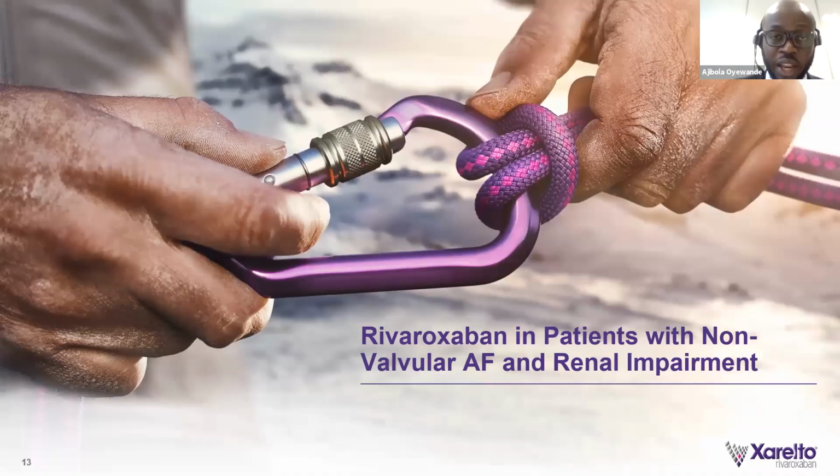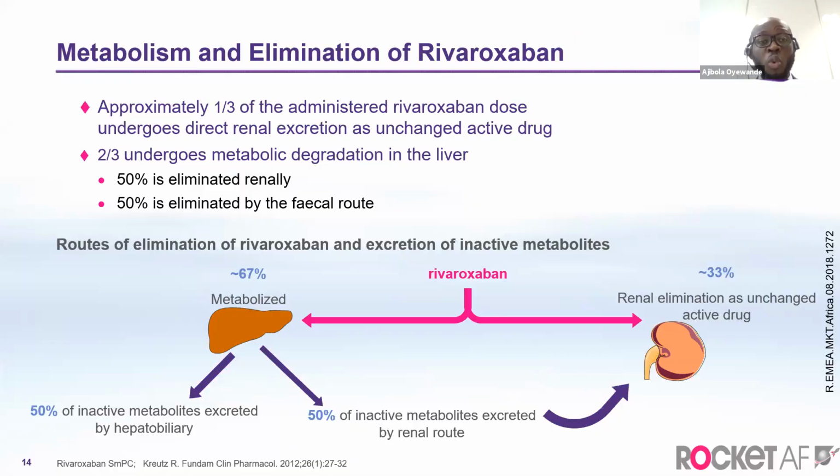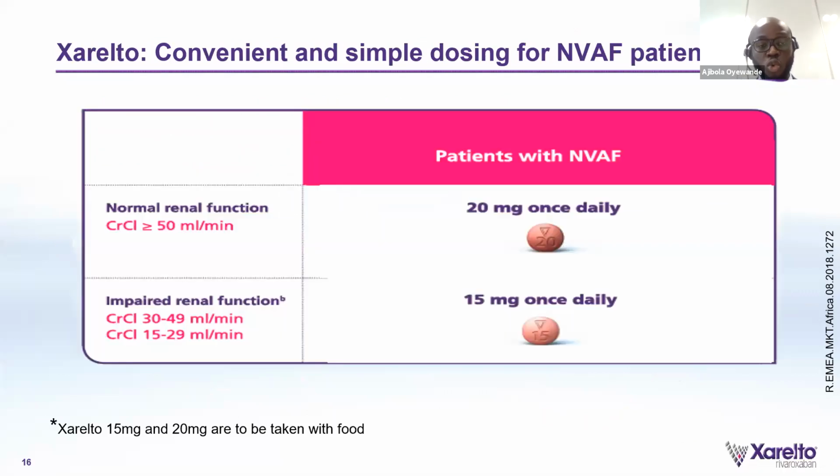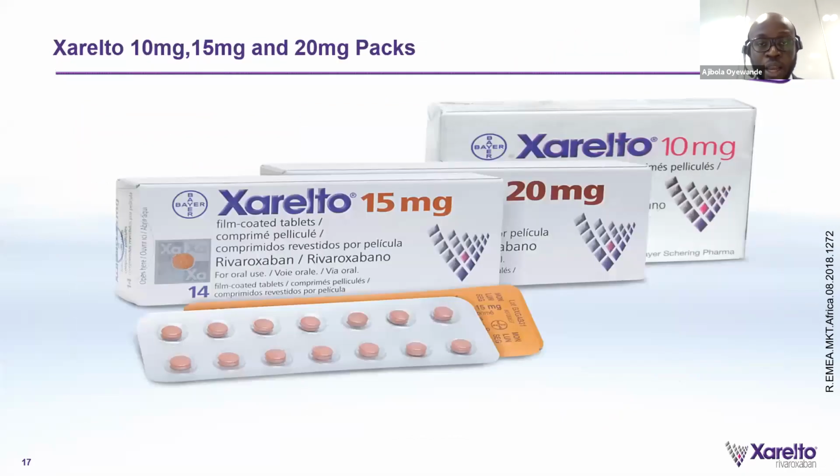Now, for patients with renal impairment, just like Dr. Ojji mentioned, one third of Xarelto is eliminated via the kidneys. So this may require you to adjust the dose for patients with mild to moderate renal impairment. It's recommended that 15 milligrams once daily is administered to these patients. However, for patients with normal renal function, Xarelto can be administered for stroke prevention in non-valvular atrial fibrillation at 20 milligrams once daily. As I conclude, it's important to mention that Xarelto has a favorable benefit-risk profile, and of course, it's easy, safe, and effective to use.